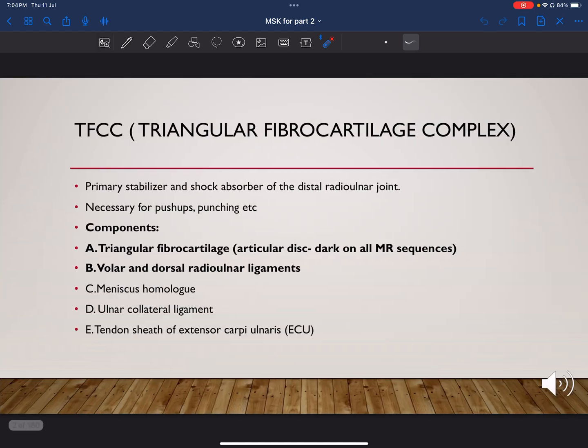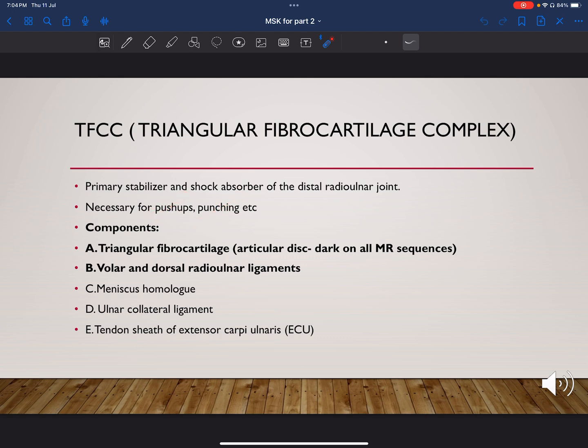So we left last time at TFCC, Triangular Fibrocartilaginous Complex. It is a very difficult topic, but we'll try to explain it as simply as possible. The first thing is, what is TFCC? It is the primary stabilizer and shock absorber of the distal radial ulnar joint. It is necessary for push-ups and punching.